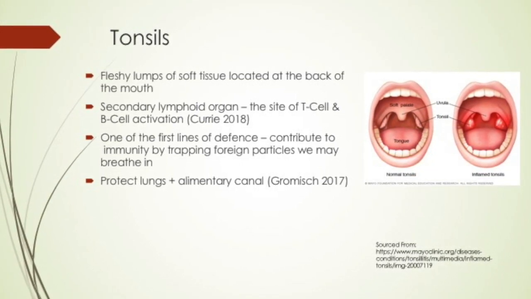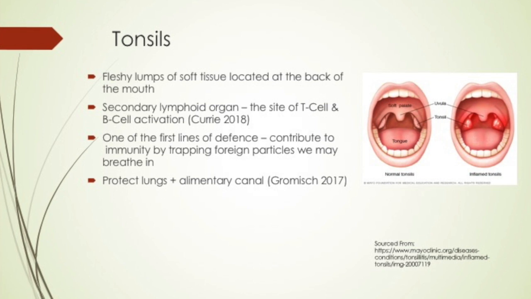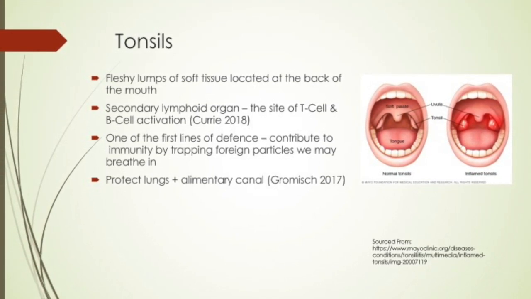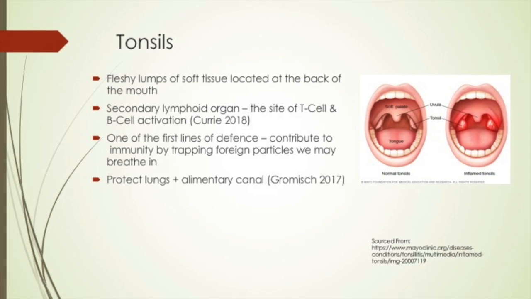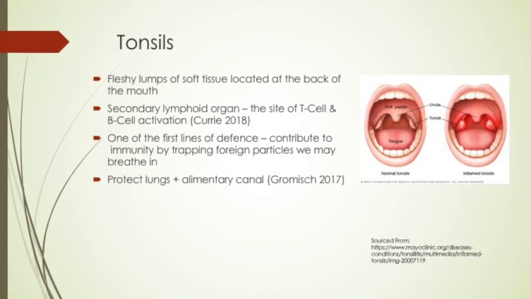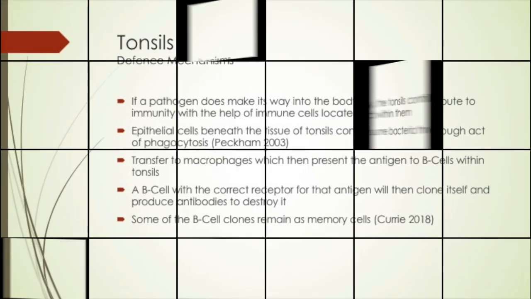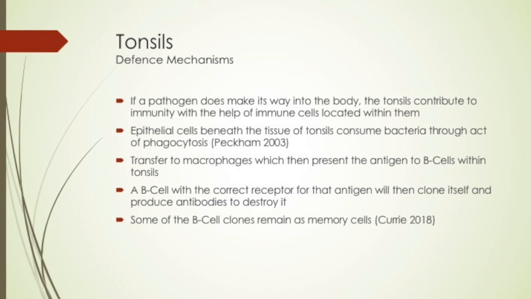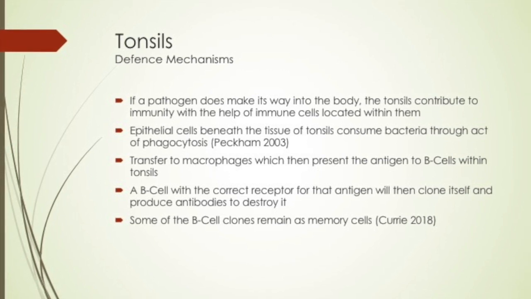Tonsils are one of our first lines of defence and contribute to immunity by trapping foreign particles we may breathe in, like bacteria and viruses. They work to protect the lungs and alimentary canal from harmful pathogens. If a pathogen does make its way into the body, the tonsils have several defence mechanisms in place that help destroy it before infection takes place.